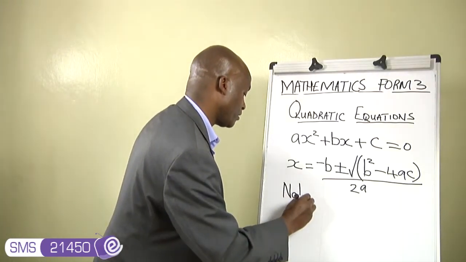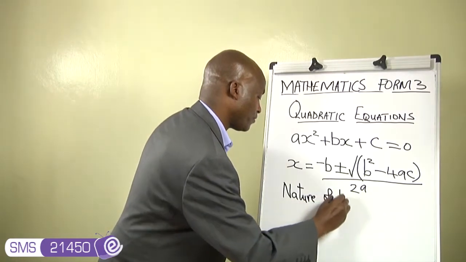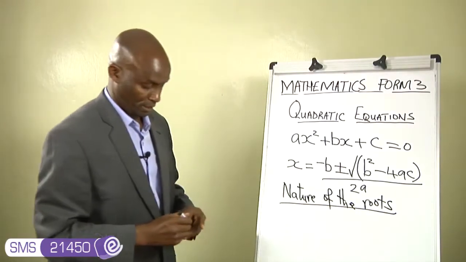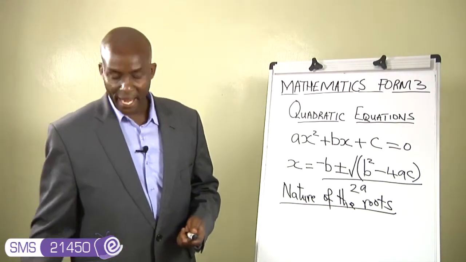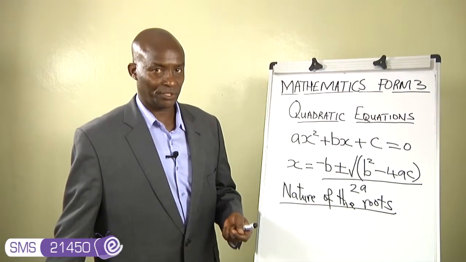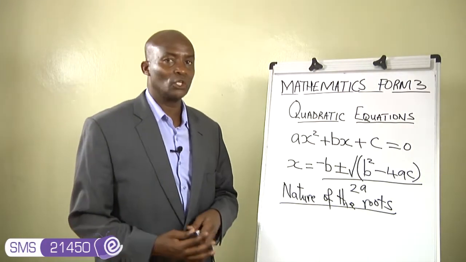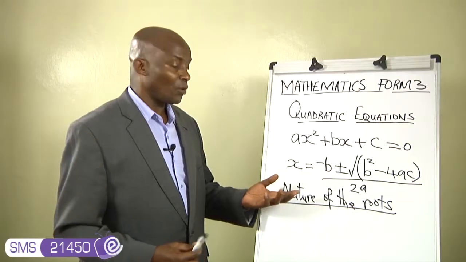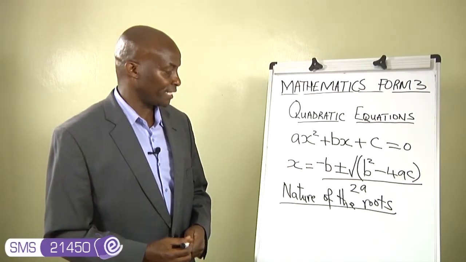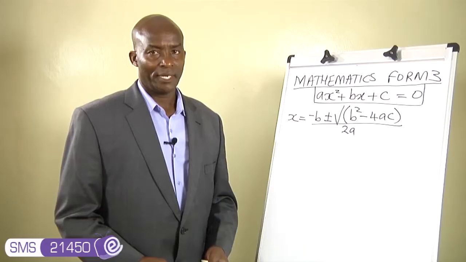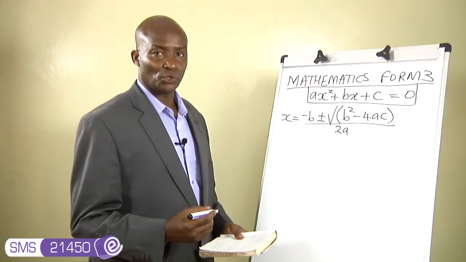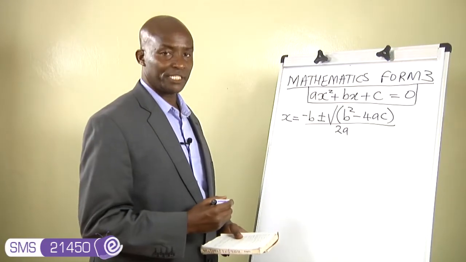Nature of the roots. Now, what are roots? I had already mentioned this earlier. The roots of a quadratic equation are the solutions. A quadratic equation will normally have two solutions, and so those solutions are sometimes called the roots of the quadratic equation. Now, let us use this example to study the nature of roots that we get when we use the quadratic formula.